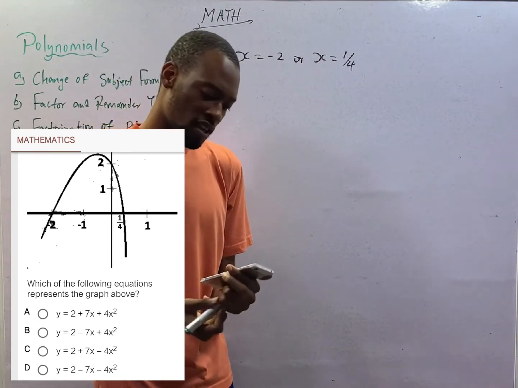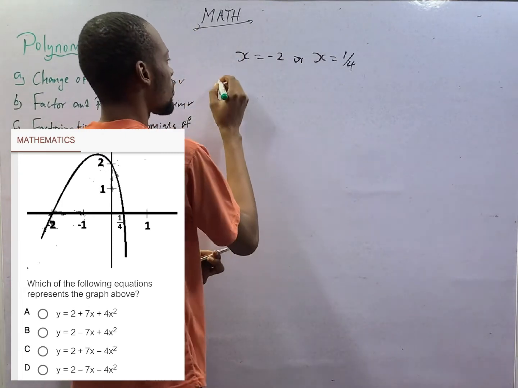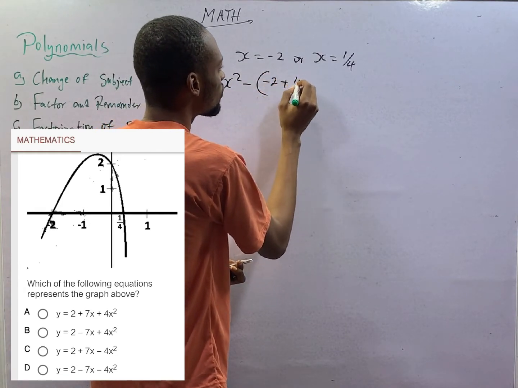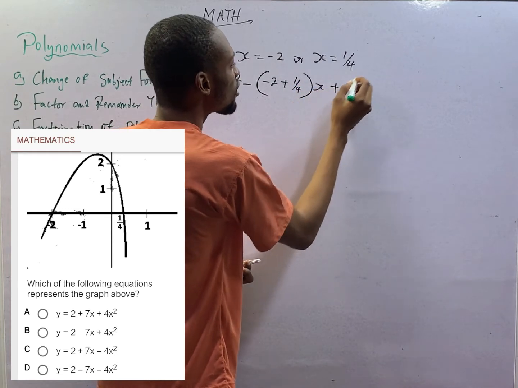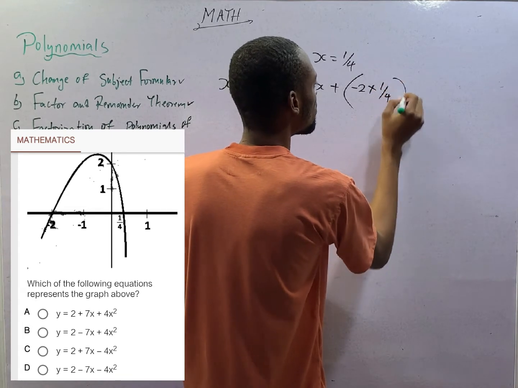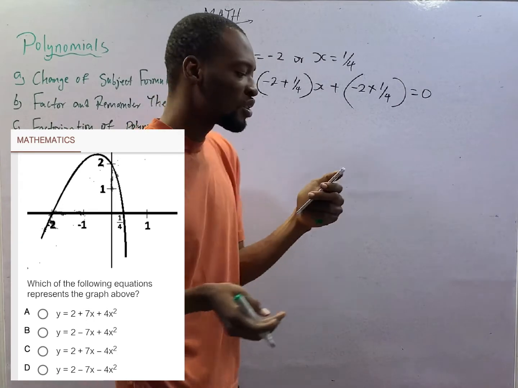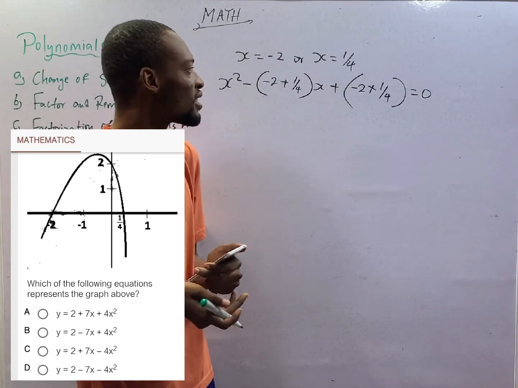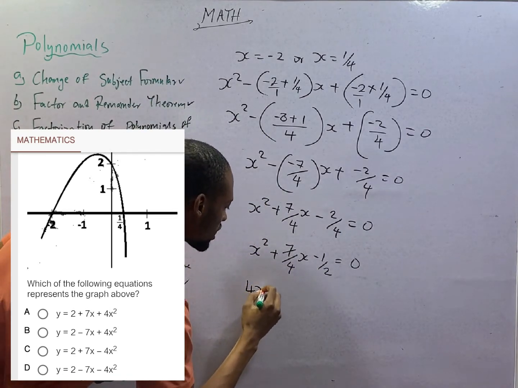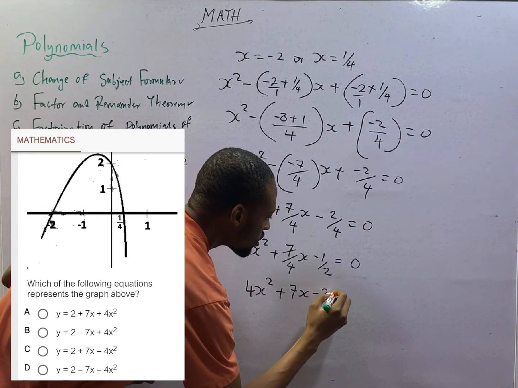To find the polynomial, since they have two roots, this is a quadratic polynomial: s squared minus the sum of roots, minus 2 plus 1 over 4, times s, plus the product of roots, minus 2 times 1 over 4, equals 0. Doing that, you have y equals 2 minus 7s minus 4s squared. If you multiply everything here by 4, you will have 4s squared plus 7s minus 2 equals 0.